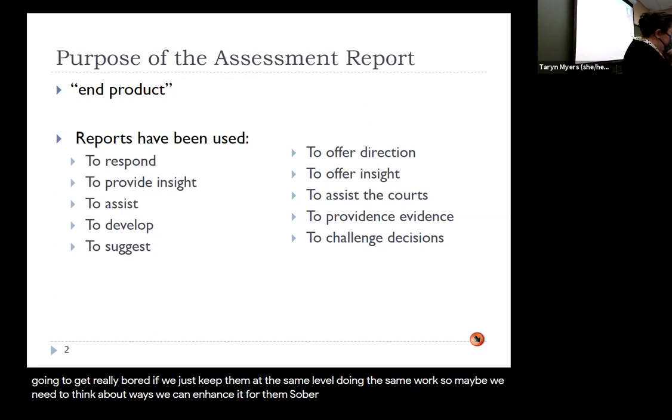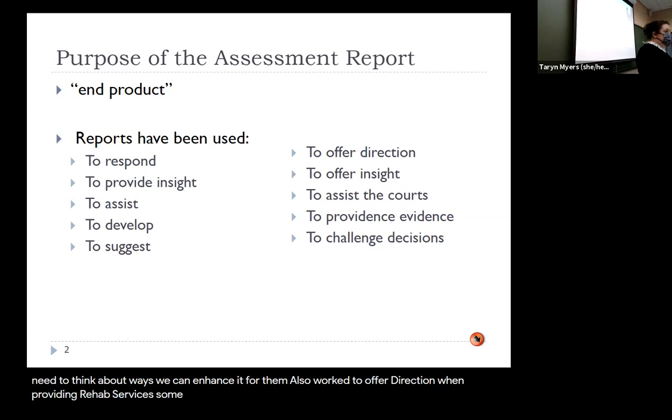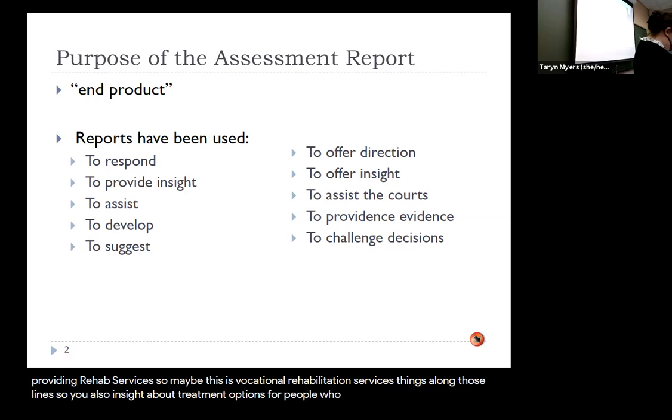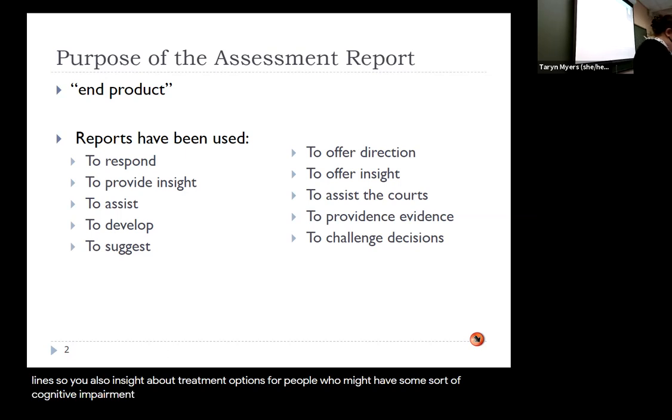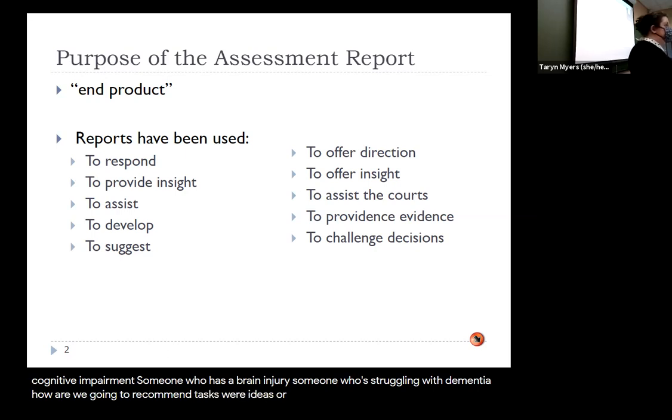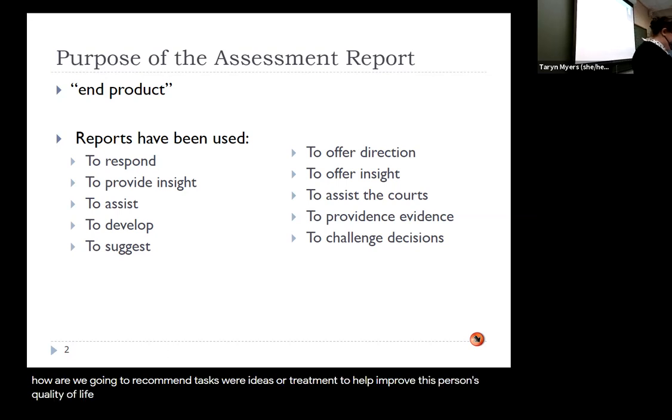It can also work to offer direction when providing rehab services. So maybe this is vocational rehabilitation services, things along those lines. To offer insight about treatment options for people who might have some sort of cognitive impairment. So someone who has a brain injury, someone who's struggling with dementia, how are we going to recommend tasks or ideas or treatments to help improve this person's quality of life?